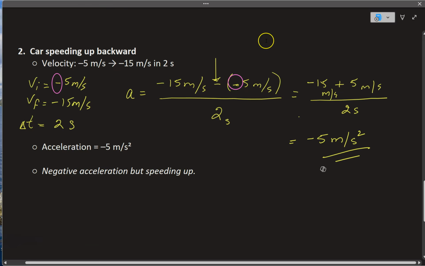Okay, so here it is. Yes, you still have a negative acceleration, but you are speeding up. That's what is happening. So you are speeding up. Here it is. All right.